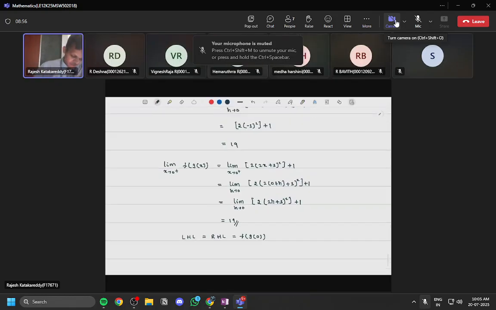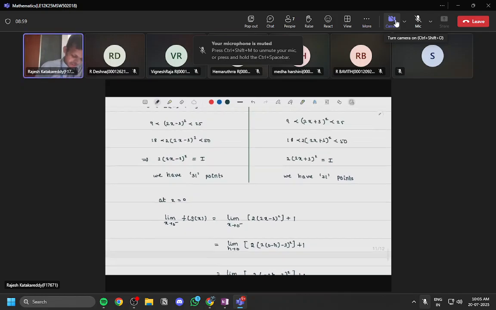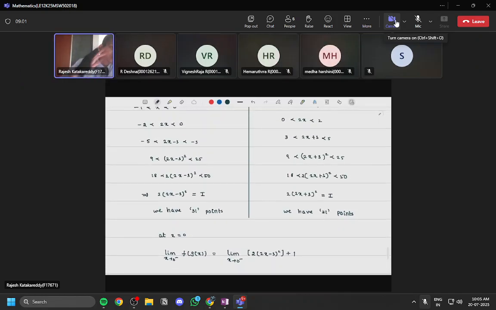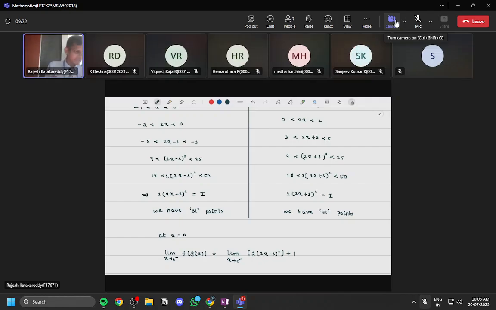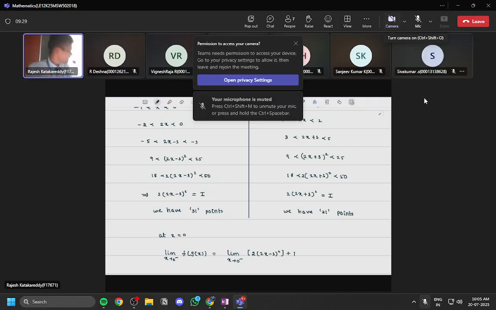See, if you want, I'll tell you how to calculate the points of discontinuity. You equate this 2 times (2x minus 3) whole square to 19. Why 19? Because 19 is there in the range. There you get only one value of x in the interval -1 to 0. Clear? So then equate to 20, another value; 21, another value; 22, another value, and so on, going till 49.